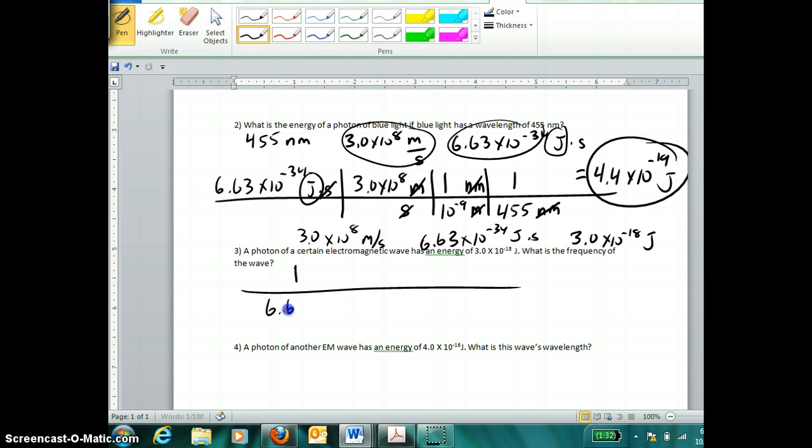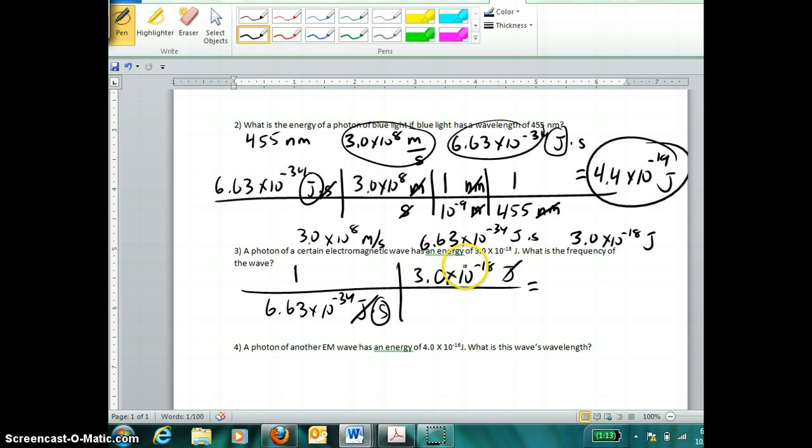1 over 6.63 times 10 to the negative 34th joule seconds. And I now have my inverse units of time. Of course, the quantity I need to cancel in this case is energy. And I have energy, so I can cancel the energy with the quantity of energy given, leaving me inverse time units, otherwise known as a frequency.